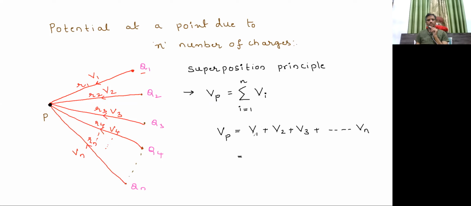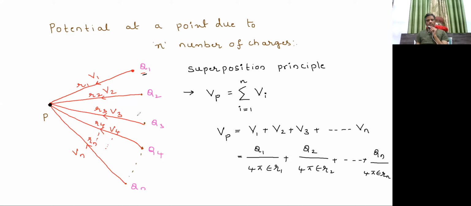But what is V1? It is the potential due to this charge Q1 at point P. And how much is that? Q1 by 4 pi epsilon R1. There is no vector here. And what is V2? Which is Q2 by 4 pi epsilon R2, plus so on. What is Vn? Qn by 4 pi epsilon Rn. That's it. This is the potential at a point P due to n number of charges. You will be getting problems on this. You have to find out the potential at this point P individually, and you just need to add them to get the total potential, right?